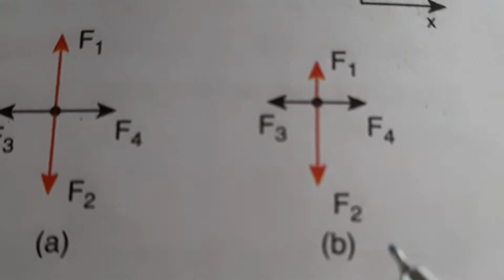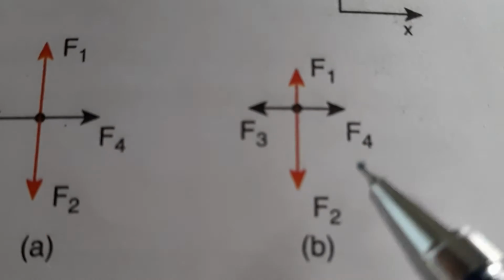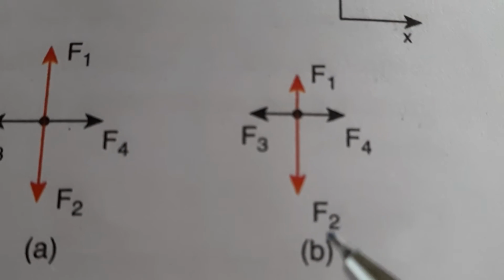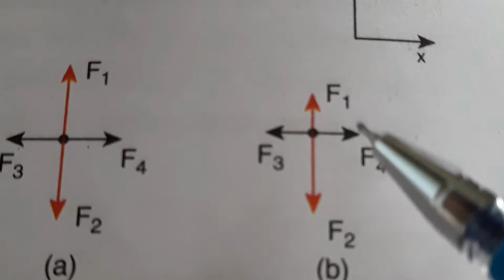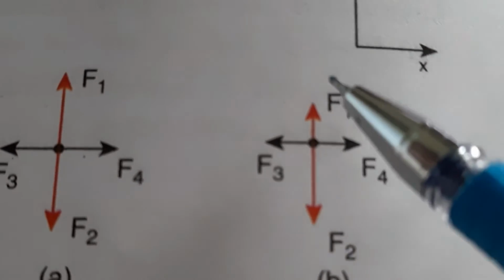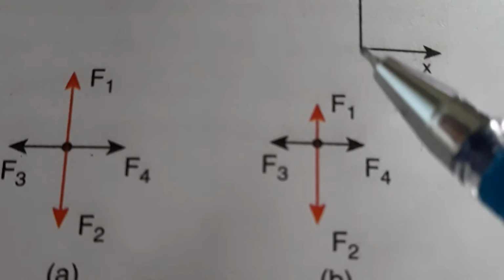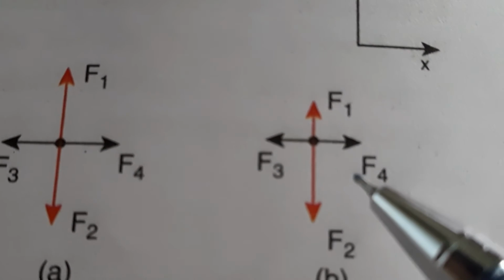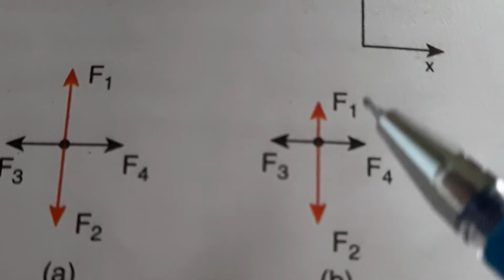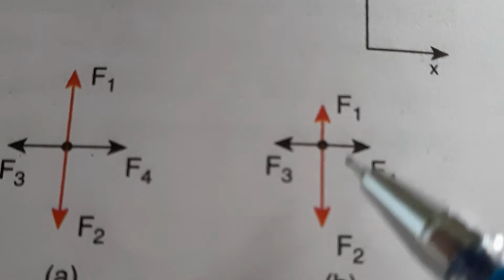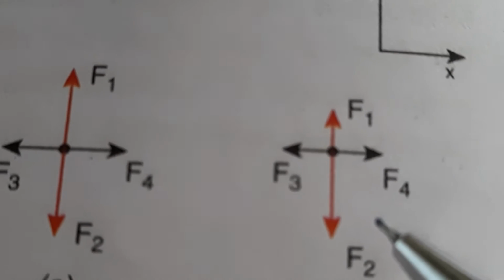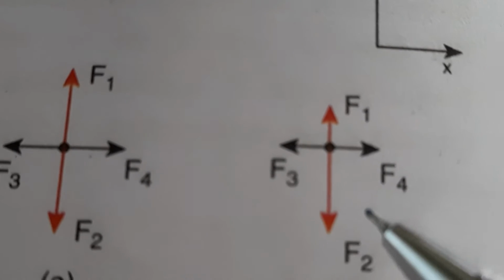Okay. Now if you take the forces F1 and F2, they are not equal. The lengths are not equal. But they act on the opposite direction. Okay. So they are having an unbalanced force in the y direction. But here you can see F2 is having greater length compared to that of F1. So the particle is accelerating in the negative y direction.